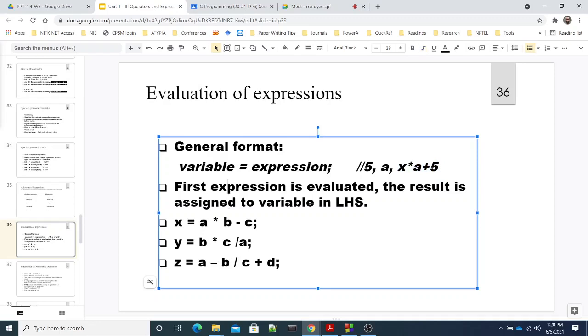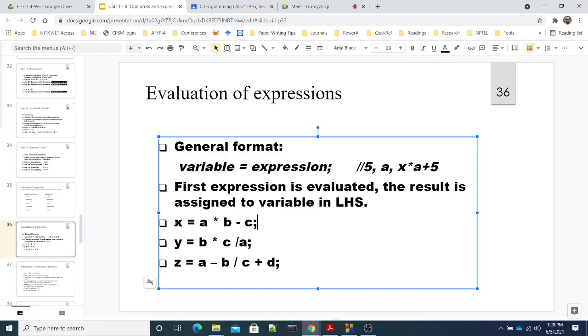Now, I already told you, first the RHS will be evaluated completely and only the final value will be assigned to the LHS variable. You cannot have a constant in the LHS. You will get a compilation error saying L value is not a variable, it's a constant. So you have to have a variable in the LHS. That and all I have already told. Now these are some examples.